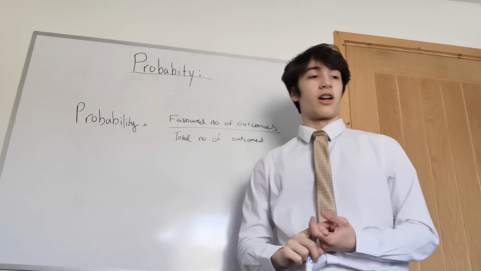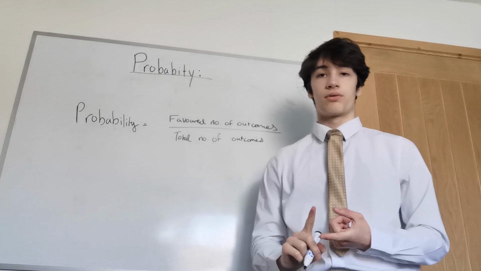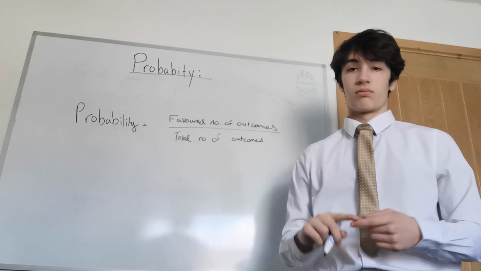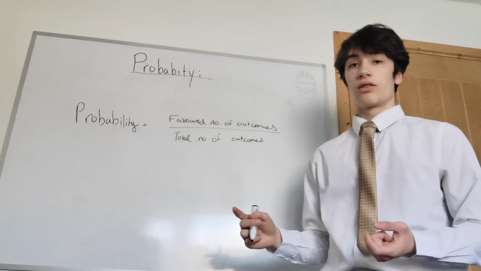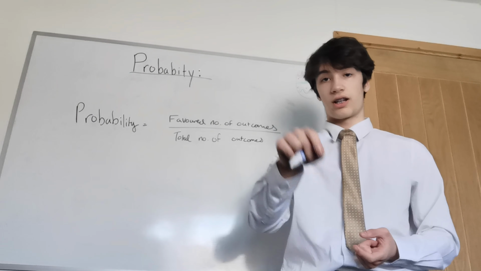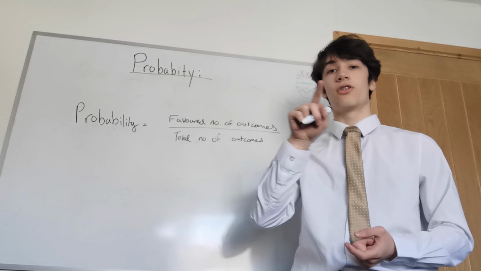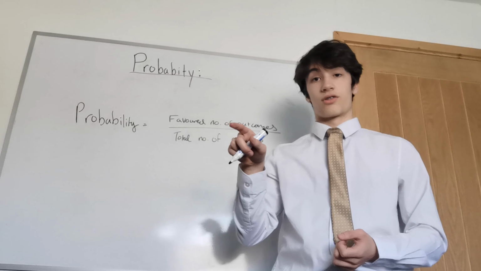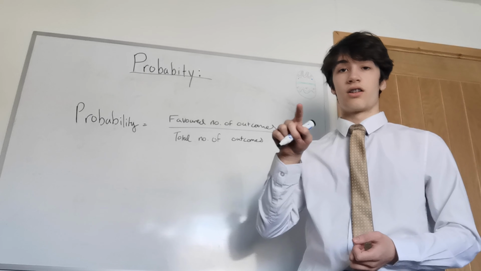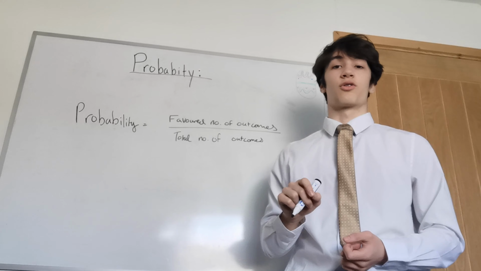So this means if I had 5 red counters in a bag of 10 counters, if I'm looking for the probability of taking out a red counter, it would be the number of red counters, which is 5, over the total counters, which is 5 over 10. So the probability of getting a red counter would be 1/2.